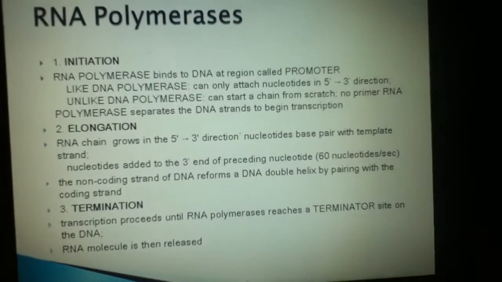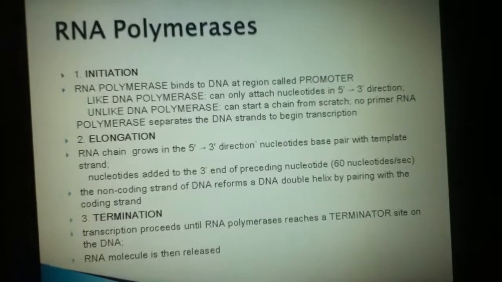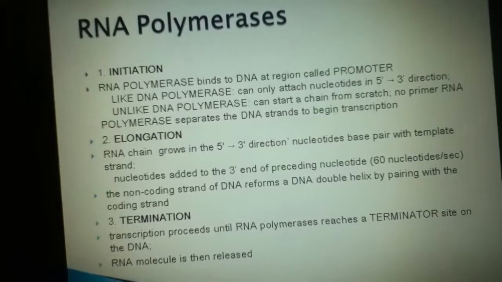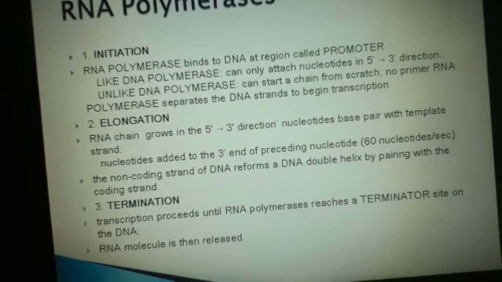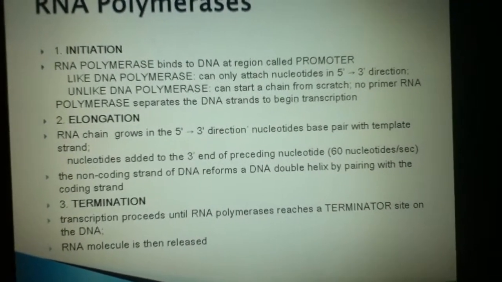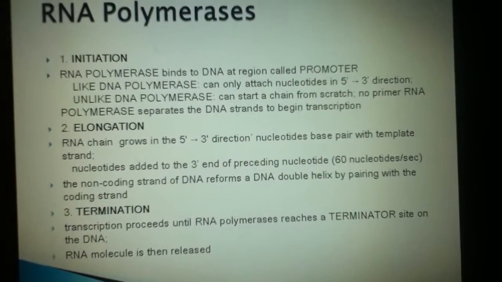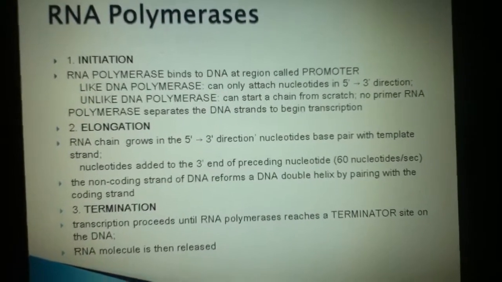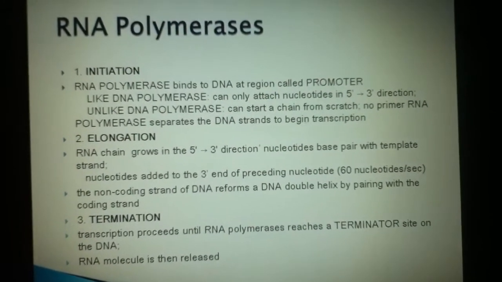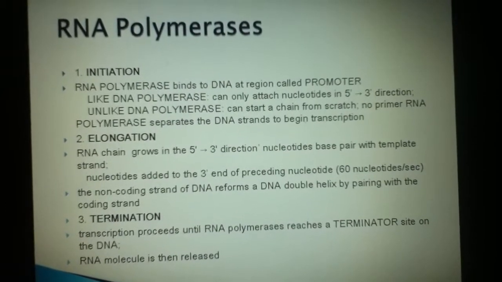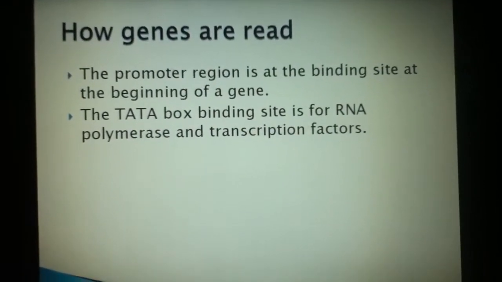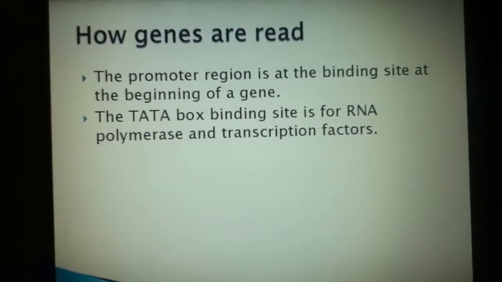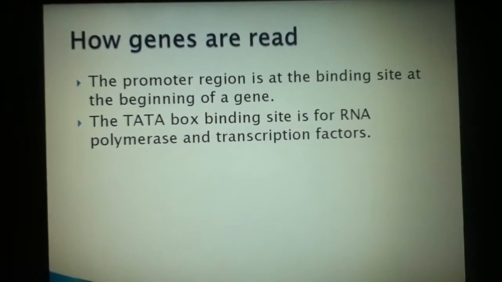Elongation. The RNA chain grows in a 5' to 3' direction. Nucleotide bases pair with template strand. Non-coding strands of the DNA reform the double helix by pairing with the coding strand. Termination proceeds until RNA polymerase reaches a terminator site on the DNA. The RNA molecule is then released. The TATA box binding site is for RNA polymerase and transcription factors.